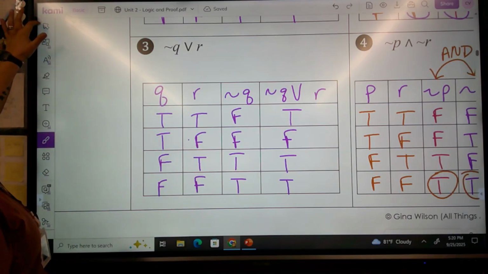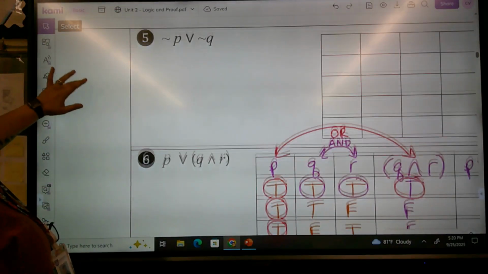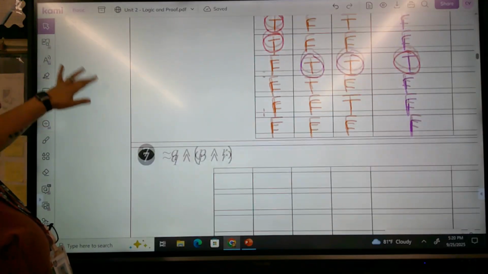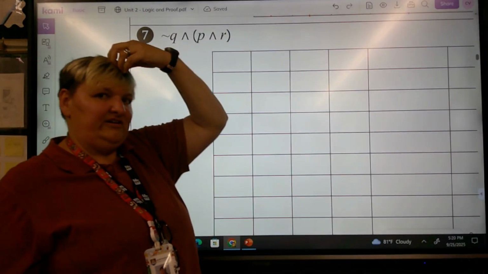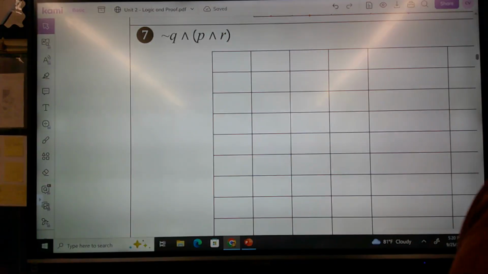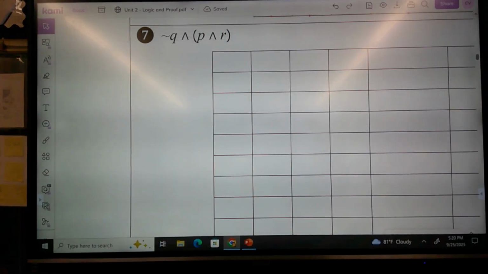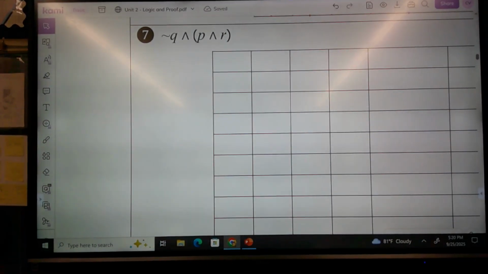Alright, you do 5 and 7, and when you're finished, get it turned in as quickly as you can so I can get that grade in the grade book. Remember, mastery checks can only be done during class or on makeup day.